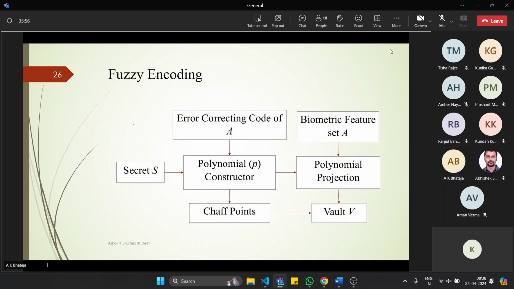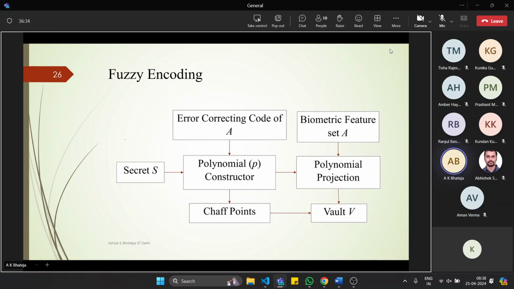And then you can find the points which are lying on the polynomial. It is called the polynomial projection, using the biometrics also. If you have a point on the biometric, say x1, y1, just concatenate that point, you will get capital X1, and then you can find the value of capital Y1, that is P of capital X1. This is called the polynomial projection. And you can generate some chaff points also. The condition for the chaff points is they should not lie on this polynomial.